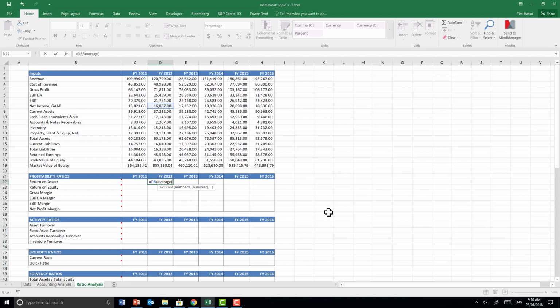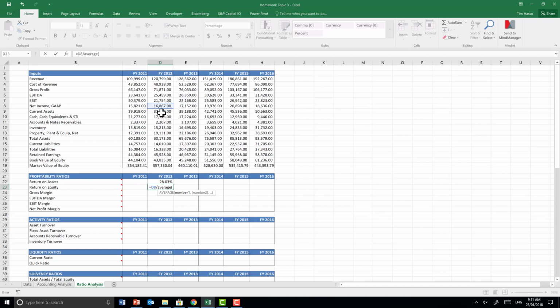So type in average, open up a bracket, find your total assets, which are in row 14, highlight the 2 cells, close the bracket, and what that does is calculates the average total assets for you. Similar for return on equity, again, go to the hint, it's net income divided by total equity. So again, we take net income from this year and we divide it by average total equity.